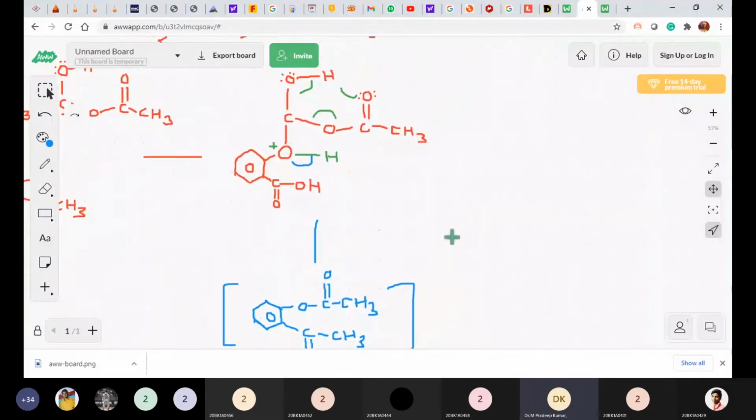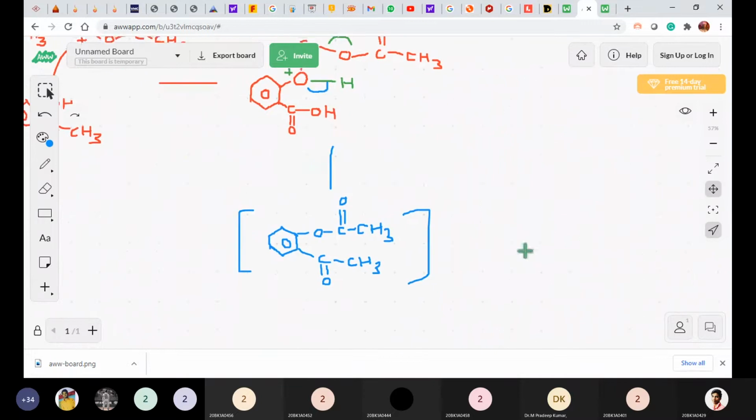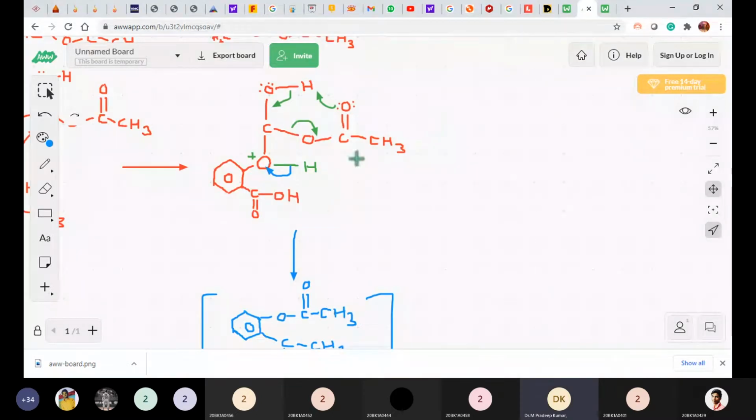Yes, sir, next step. We can see here in this step, the oxygen, the hydrogen is broken. It will be released in the solution. Oxygen is bonded to this carbon, and this carbon is doubly bonded to this oxygen, and this CH3, okay? And this molecule will be released in the solution. Understood?